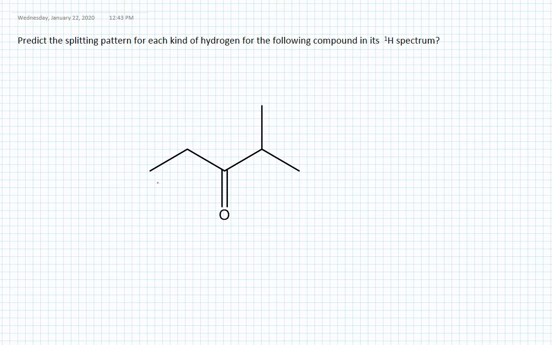Let's start. So here this is a ketone. Let's start from this side of the ketone. We have a primary carbon, and on this primary carbon we have three hydrogens. Let's write them H, H, and H. Next to this primary carbon we have a secondary carbon which has two hydrogens connected, and the next carbon is a ketone or carbonyl carbon.